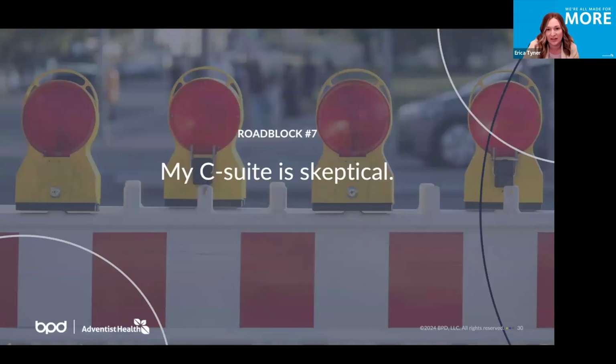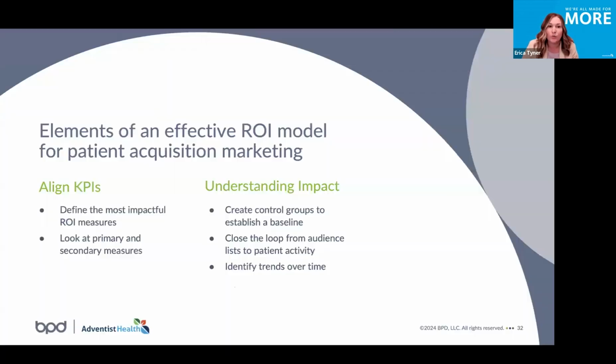I'm sure we've all been there before, especially when bringing something new to the table. A big part of this is understanding what's important to our C-suite and how to speak their language. We level set really early on that we would evaluate success on contribution margin, EBITDA, and patients acquired. This could look different for your organization. This is just how we chose to measure it.